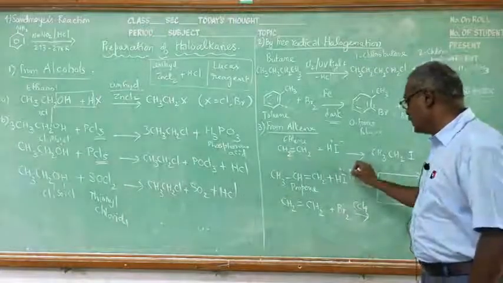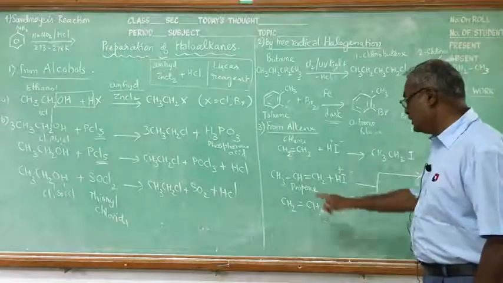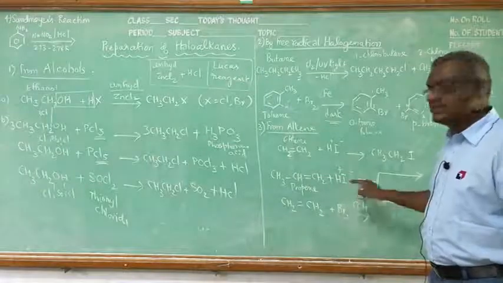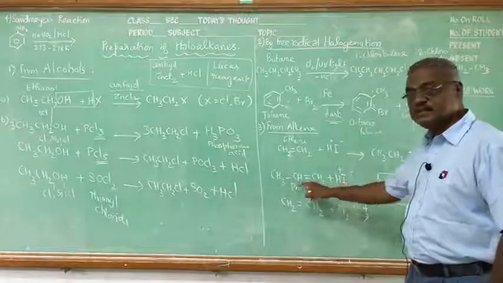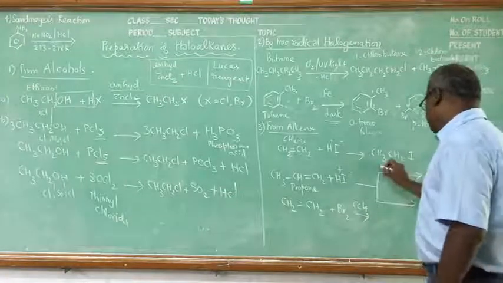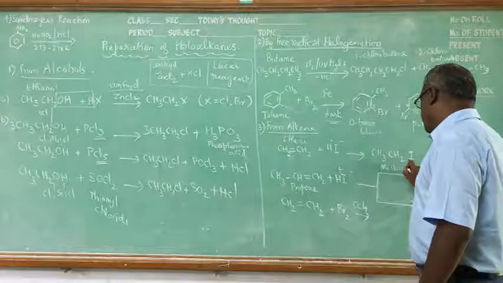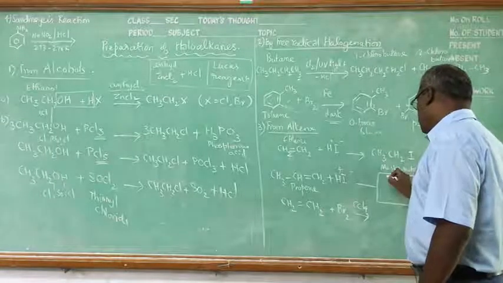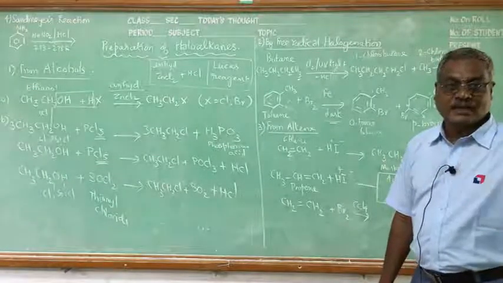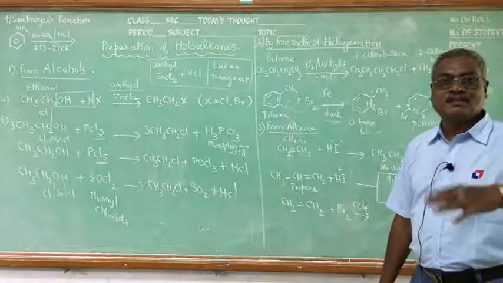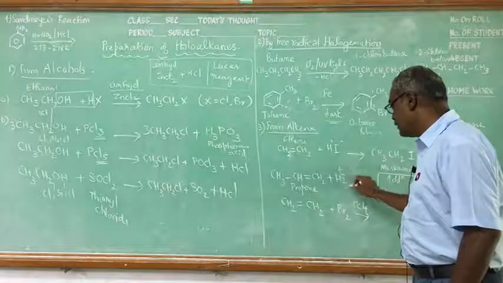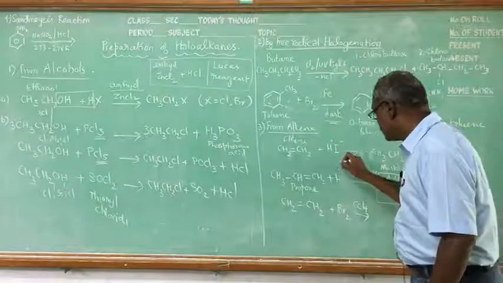Now the question is H plus I minus. Where will this hydrogen go, and where will this iodine go? Will this hydrogen go to the CH or the CH2? That is the question. So here there is a rule called the Markovnikov rule, or Markovnikov addition. What is Markovnikov addition? The negative part of the addendum goes to the carbon containing fewer hydrogen atoms. Addendum means the adding compound. What is the negative part? Iodide. That will go to the carbon with fewer hydrogens.